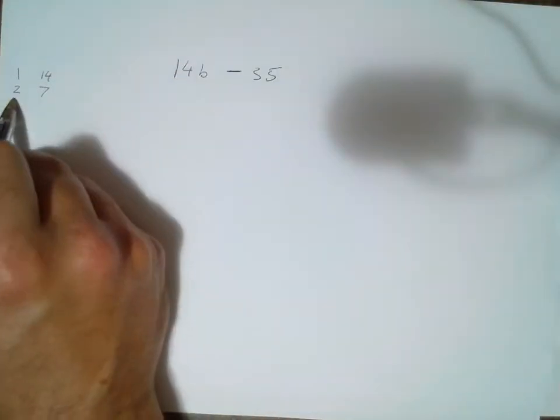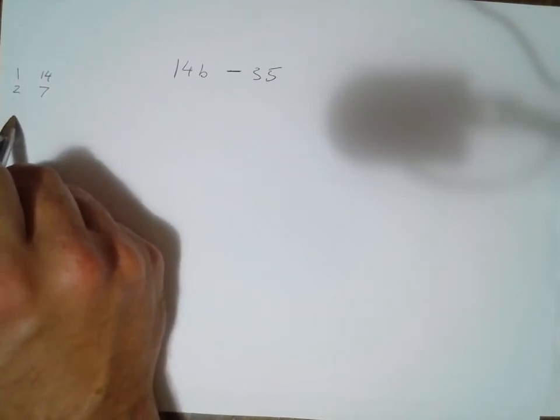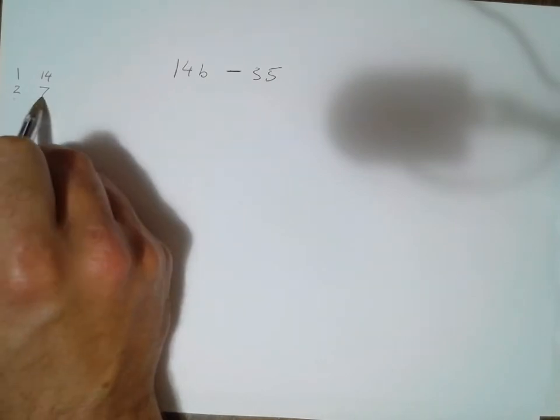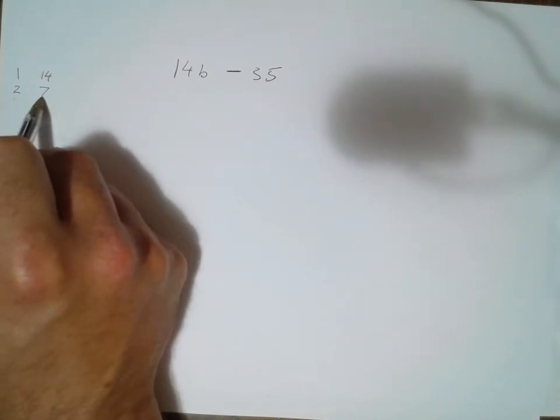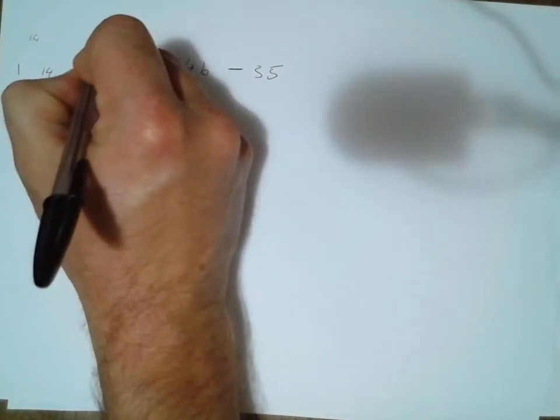Then I check 3. Can I do 14 divided by 3? Nope. 14 divided by 4? Nope. 14 divided by 5? Nope. 14 divided by 6? Nope. And I stop there. As soon as my next number comes up on this side, I know I stop. So now I do 35.